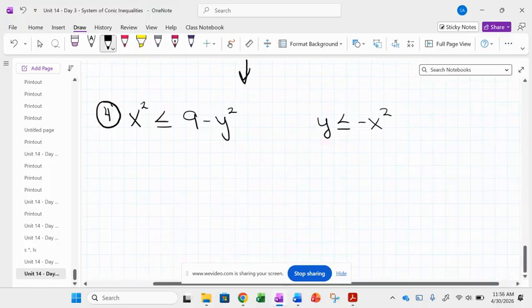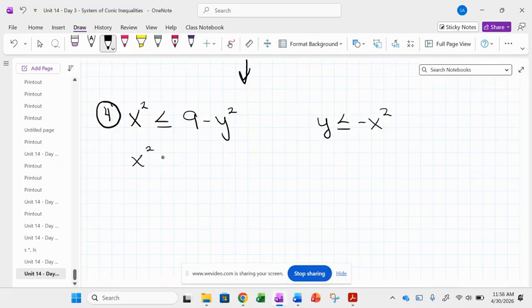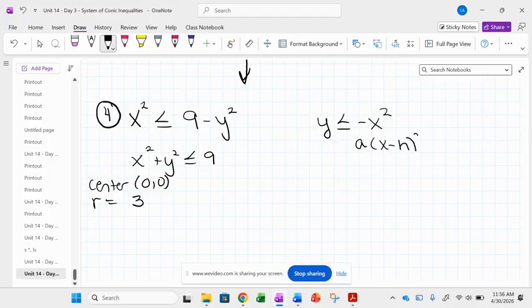All right, guys, let's go over this. Do we agree the first inequality is a circle? So this is going to be X squared plus Y squared is less than or equal to 9. So my center of the circle is 0, 0, and my radius is 3. And for this one, guys, Y is less than or equal to negative X squared. Well, it is a parabola. Is it opening up or is it opening down? Down. This absolutely fits the format of A times X minus H quantity squared plus K. Do we agree the vertex here is 0, 0? And we're opening down because A is negative.